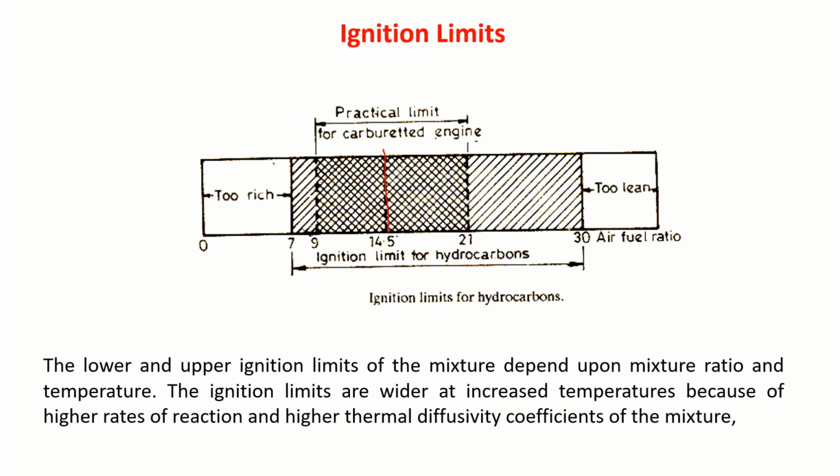This is the practical limit for carbureted engines. Then the ignition limit for hydrocarbons is roughly 7 to 30. If it is more than that, it is too rich or too lean, and even if you pass a spark, it may not ignite. But most of the time, this is the operating range in an engine for air fuel ratio, which you can call the ignition limits.